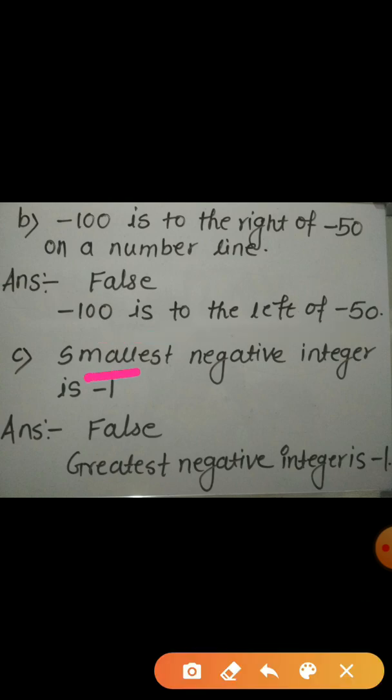Third one. Smallest negative integer is minus 1. No, this one is false. Minus 1 is not the smallest negative integer. This is the greatest negative integer. So we can write it as: greatest negative integer is minus 1. Because we know that on a number line, when we go to the left of 0, the value goes on decreasing, right? So when we go to the left of minus 1, we will get the integers which are less than minus 1. So we cannot say that minus 1 is the smallest one. This is the biggest one.